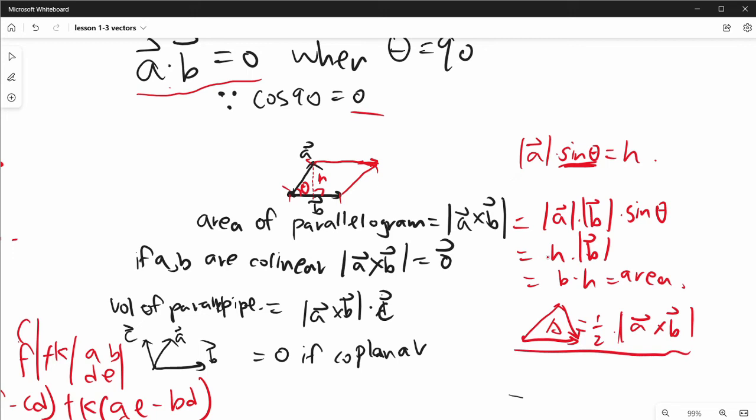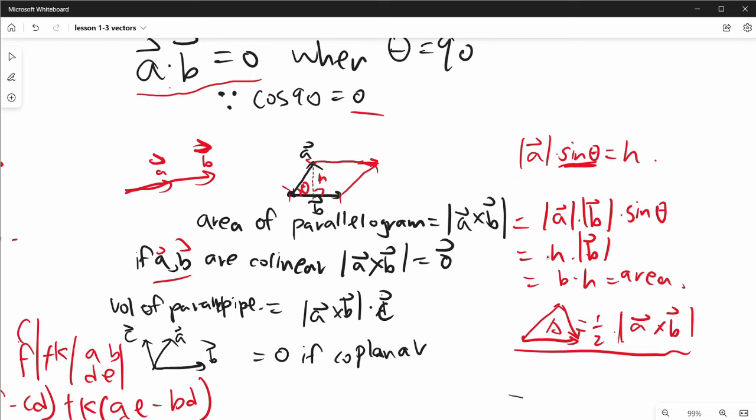Now, if you have two vectors, A and B, and their cross product is 0, that means they look something like this, right? If I have A here and B here, that means they're collinear. They're in the same direction, and if you think about this, it makes sense, as the angle in between, theta, will be 0, right? And then the sine of 0 is 0. So the length of the cross product will be 0.